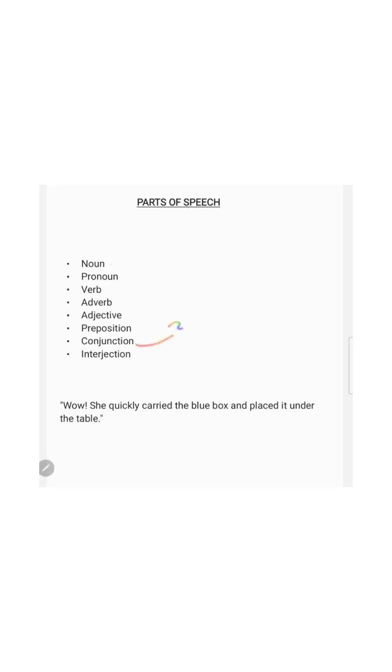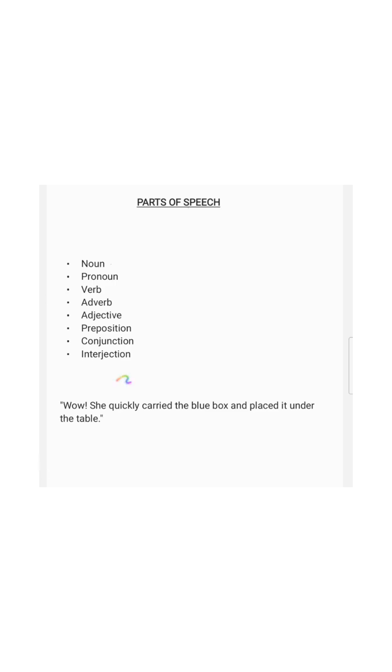Now the second last one is conjunction, which is the joining word. For example, and, because, so, etc. are all joining words. These words connect either words or phrases or clauses. So these are known as conjunctions. And the last one is interjection. An interjection is a word that shows our emotion or our strong feelings. For example, wow, oops. These are words that show our emotions.